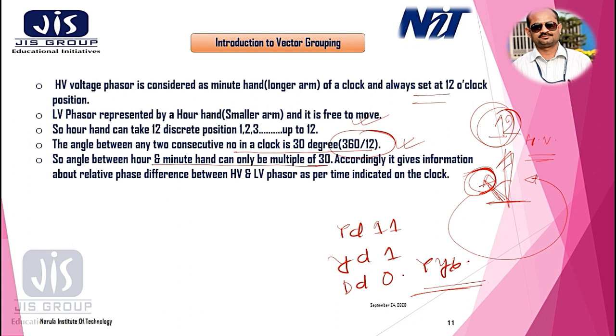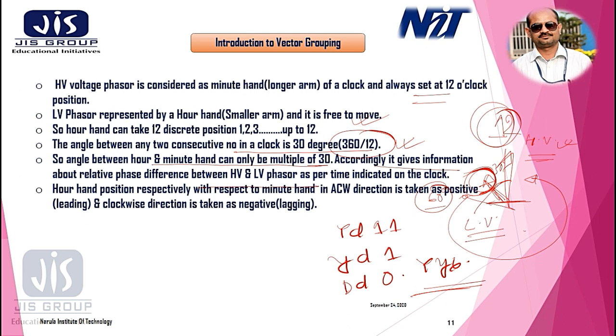Suppose at 11 o'clock it is 30 degrees. Now if it is at the 10 o'clock position, it is 60 degrees, a multiple of 30. Accordingly, it gives the information of the relative phase difference between high voltage and low voltage as per the time indicated on the clock. If it is at the 11 o'clock position, it is a 30 degree phase difference leading. If it is 1 o'clock, then 30 degrees lagging. If it is 6 o'clock, then 180 degrees lagging, and so on.